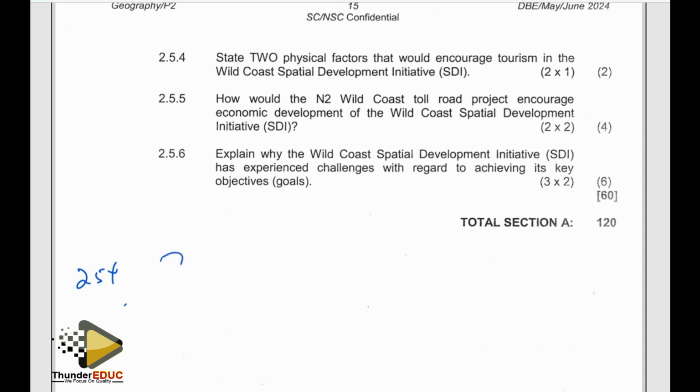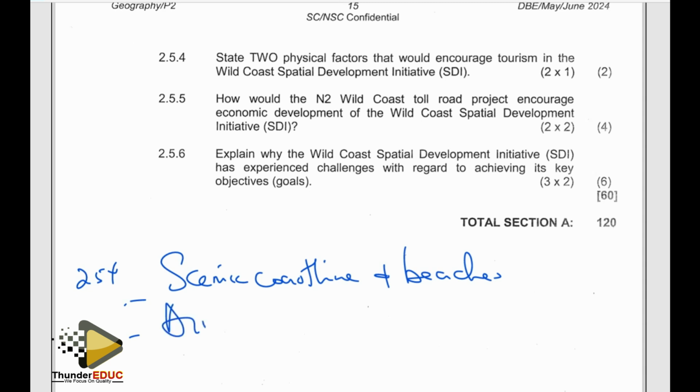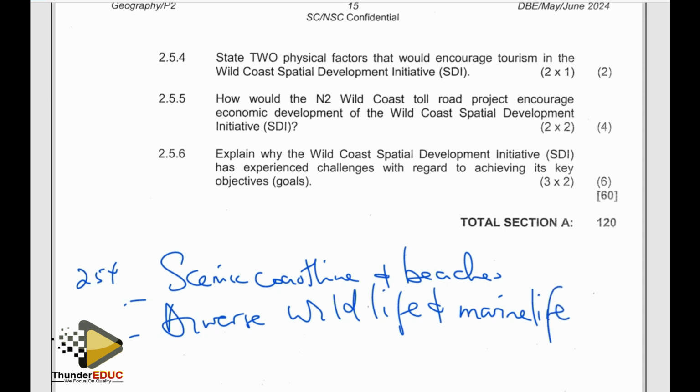We can talk of the scenic coastline and the beaches. They can attract. The coastline is scenic, which means it attracts tourists who want to come and view the coastline of the Wild Coast, and also there are beaches there where people can go and enjoy themselves. Then also there's diverse wildlife and also marine life. It can also be a tourist attraction where people come to view wildlife, and also people who come to view the marine life, come to view the sharks.